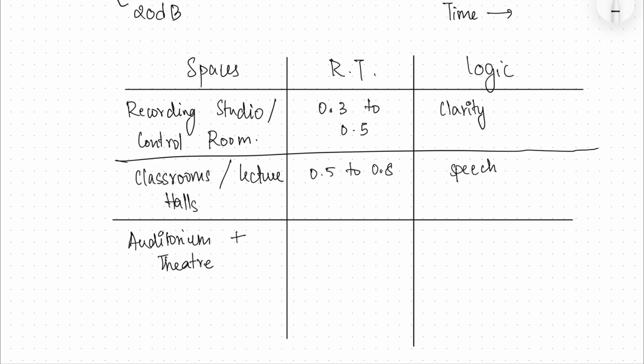Here you'll need a speech plus music. Always remember that when open music is involved, I'm not talking about recording studio. Open music is involved. You need to have a lot of RT to create this reverberation effect, so that there is richness in music. So you'll have auditorium plus theater, and here the RT would range from 1.5 to, sorry, it ranges from 0.8 to 1.2.